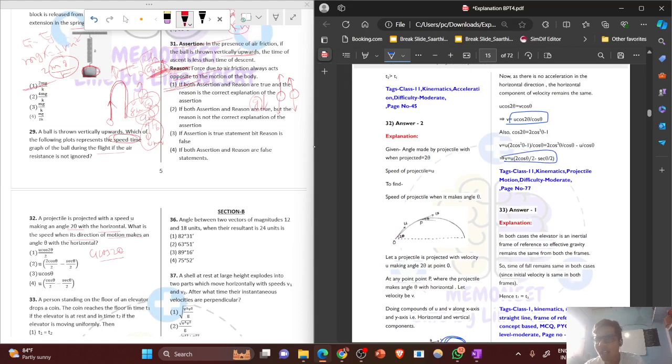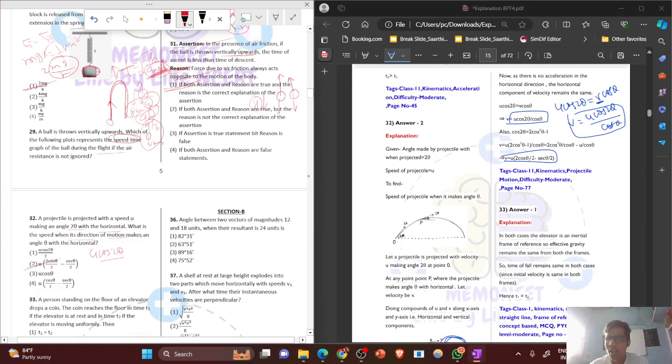You just need to equate it. u cos 2 theta equal to v cos theta. You just need to calculate the v. So v is equal to what? u cos 2 theta by cos theta. Simple. This can also be the answer. And if you expand cos 2 theta, you get this answer. So your correct answer will be option number 2. This is also correct. Don't worry. But according to the options, go according to the option. This is the thing.